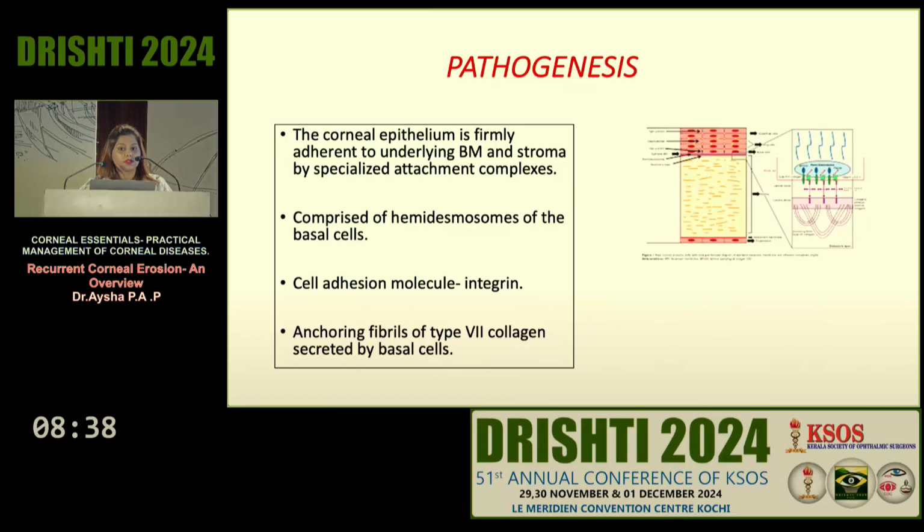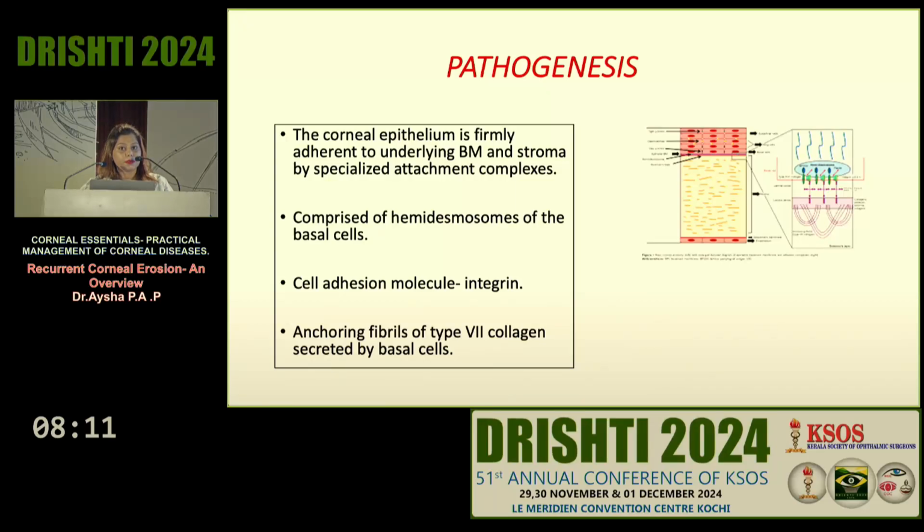So what is the pathogenesis? The normal corneal epithelium is firmly adherent to the underlying Bowman's membrane and stroma by a specialized attachment complex. This attachment complex mainly consists of hemidesmosomes and an adhesion molecule called integrin, and anchoring fibrils of type 7 collagen secreted by the basal cell. So hemidesmosome, integrin and type 7 collagen form this adhesion complex.